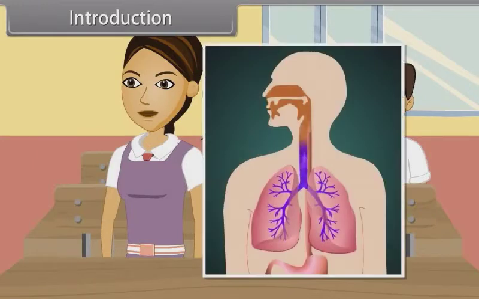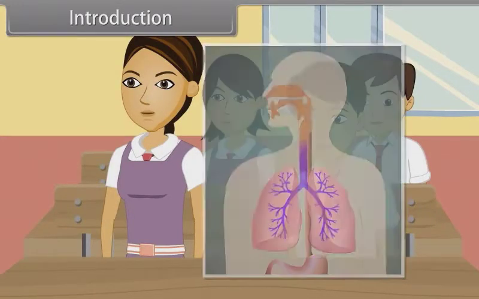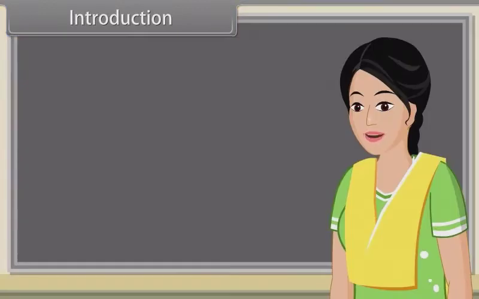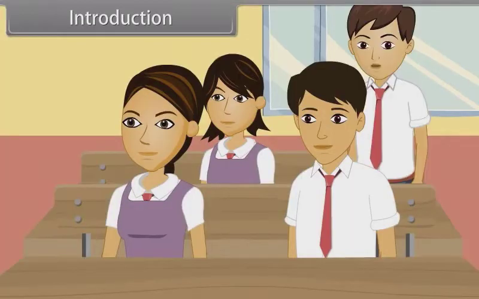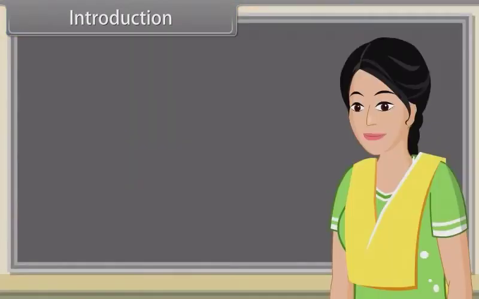Very good, Rahul. And what are the respiratory organs in humans? Ma'am, humans have lungs which help them to exchange gases with environment. Very good, Rekha. And what are the respiratory system disorders? We don't know, ma'am. Fine. Now I will tell you the whole process of respiration and its disorders. In this lesson, you will learn breathing and exchange of gases.